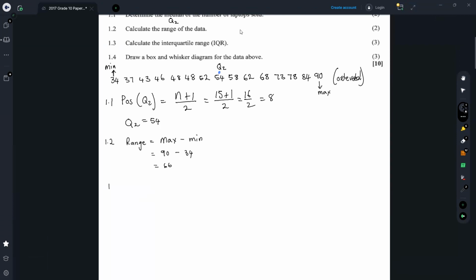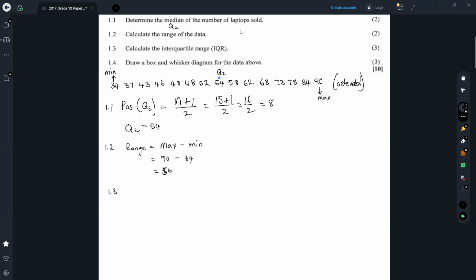Right. So let's go to 1.3. Now they're saying calculate the interquartile range of the data, right? So now for us to calculate the interquartile range, here it should be 56 instead. It should be 56, right?